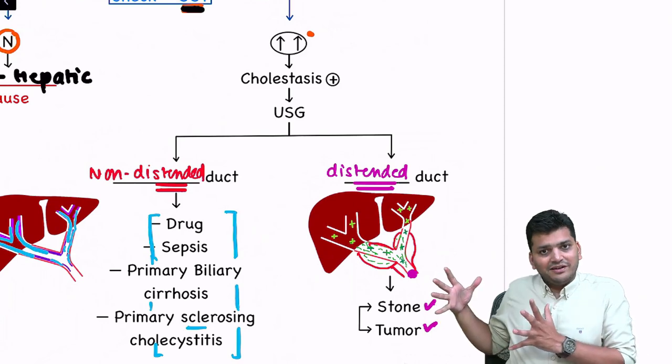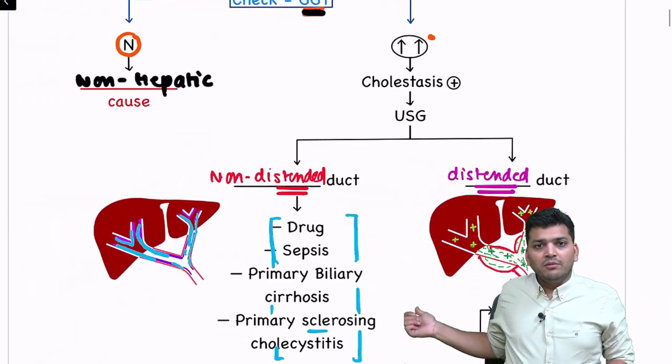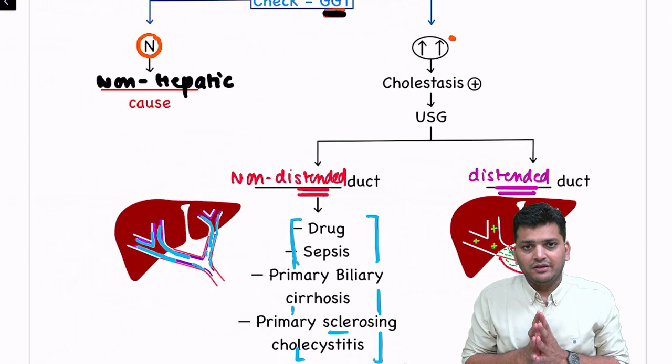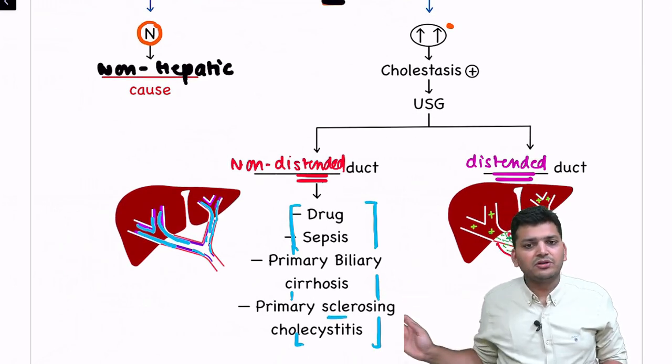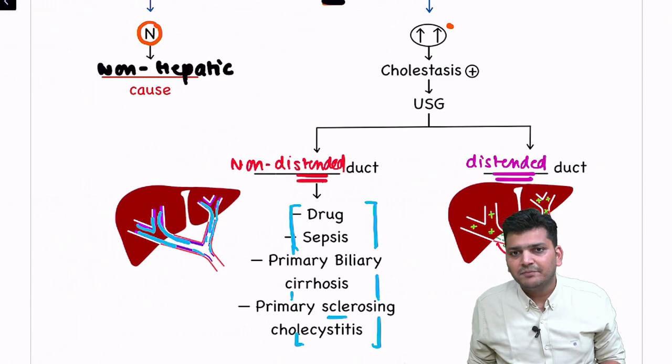That is why it is distended, right? Then it can be stone or tumor. But if the biliary ducts are non-distended, then it may be because of drugs, primary biliary cirrhosis, primary sclerosing cholangitis. These are the things that can be there, right?